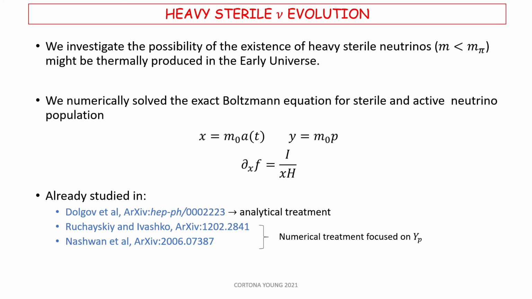So, as said, we want to obtain a precise calculation of the evolution of the sterile neutrinos in the early universe. To do this, we have to solve the Boltzmann equation, and in the early universe it's useful to introduce two new variables, x and epsilon, linked to the scale factor of the universe and to the momentum of the particle. With these two new variables, the Boltzmann equation depends only on x, on H, that is the Hubble parameter, and on the collisional integral.